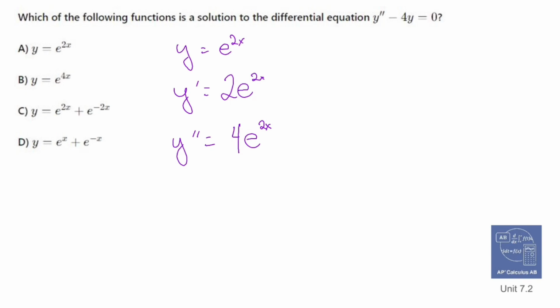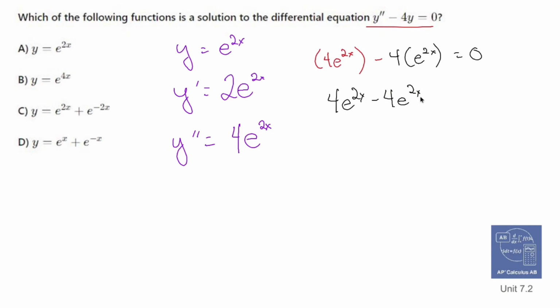So let's test out to see if A works for you. y double prime is now 4e to the 2x, minus 4 times the y that we were given, which is e to the 2x. 4e to the 2x minus 4e to the 2x does give us 0. It checks out, so A is going to be my answer. Now, if it wasn't, we would just try all of these and see what happens, but since A worked, we're sticking with A.